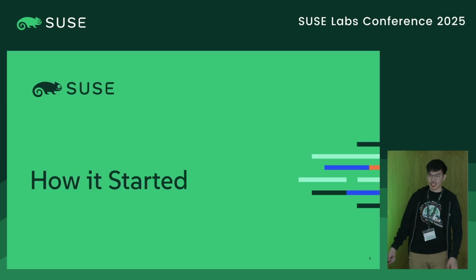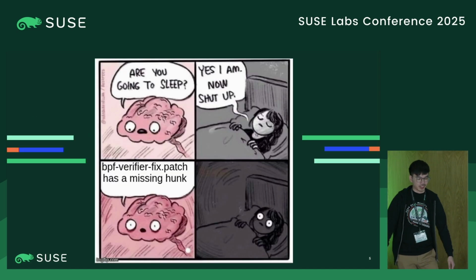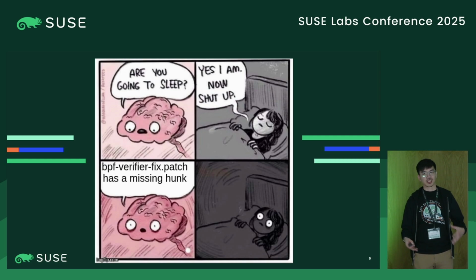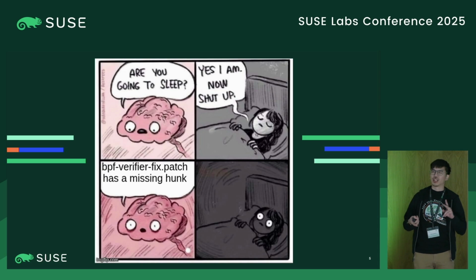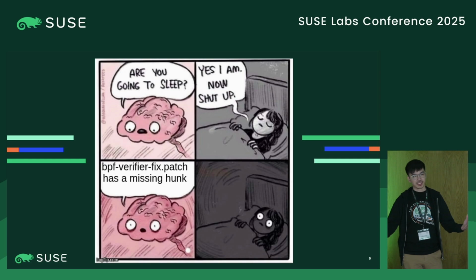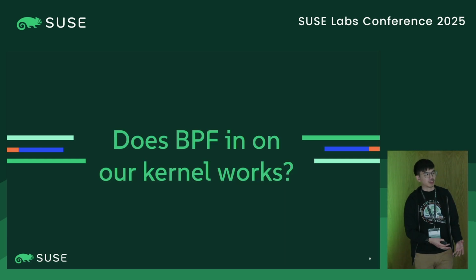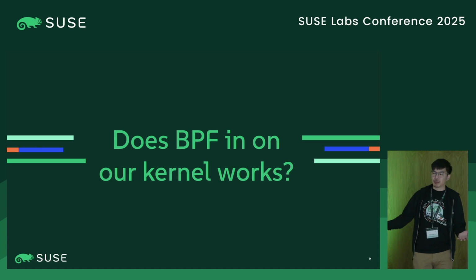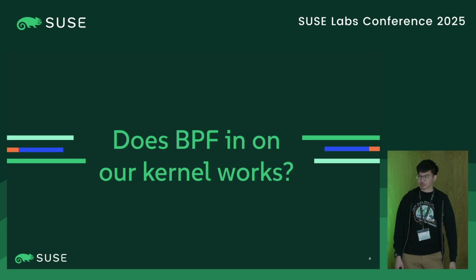So how it started. Back in 2021, I got handed over the maintainership of BPF from Gary Lin. And it's a pretty fun time. A lot of security research is done on BPF. There are many fixes on the BPF verifier. And also a few years back, there was Spectre, where eBPF was also quite useful. So yeah, I began to wonder after so many backports, am I really doing the backport correctly? Is there any bug? Which is quite a natural question to ask.